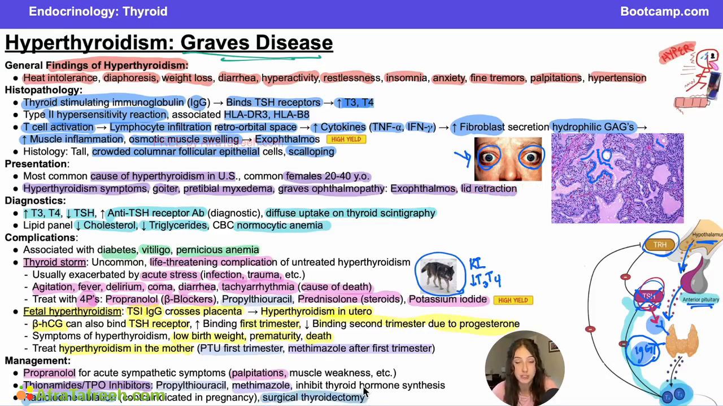After both of these procedures, because you're killing their thyroid, you will have to put them on thyroid replacement therapy for the rest of their lives, because thyroid hormones, while they're bad in excess, it's also bad when they are insufficient. So you will need to replace those if you kill a patient's thyroid.